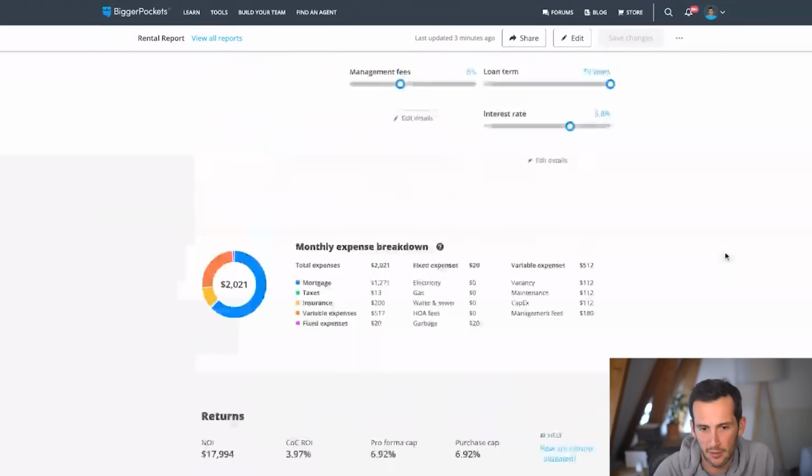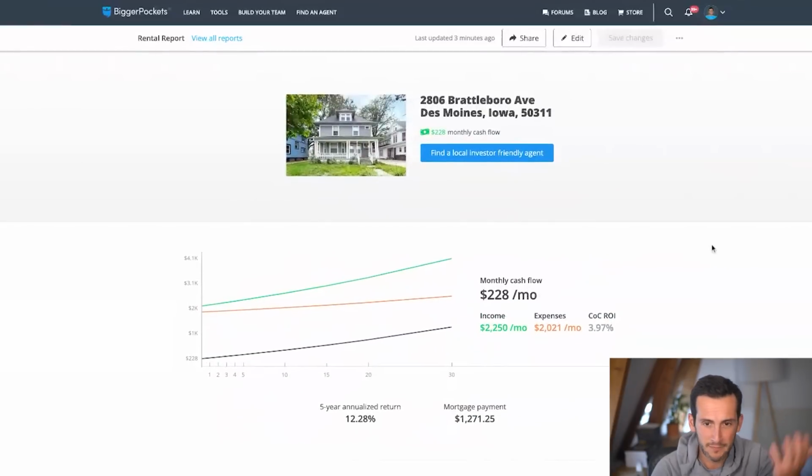So I still wouldn't do this deal, but I just picked this deal randomly. It's not the best deal I've seen, but it's close enough that I wouldn't give up on it. I would go to the seller and see if you can get some concessions. Maybe they buy down your rate, something like that, because this deal is actually pretty close. And I really liked the macroeconomic trends in Des Moines. I think it's a good place to invest over the long term.